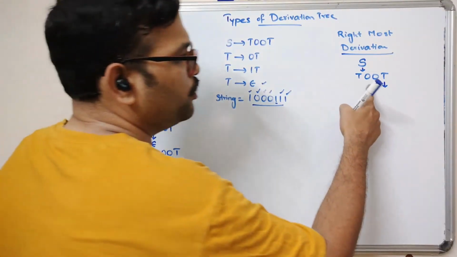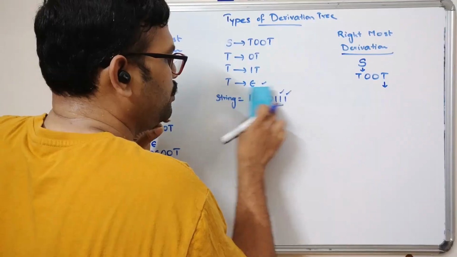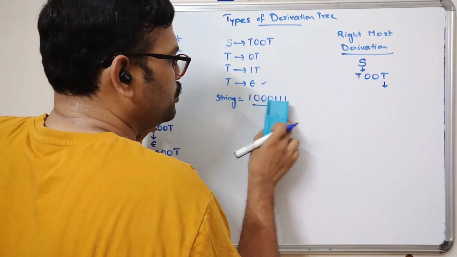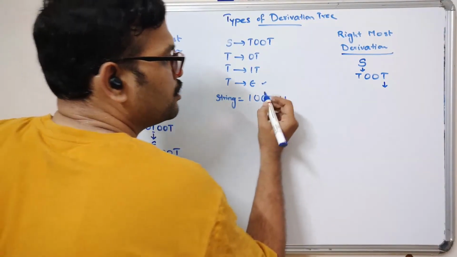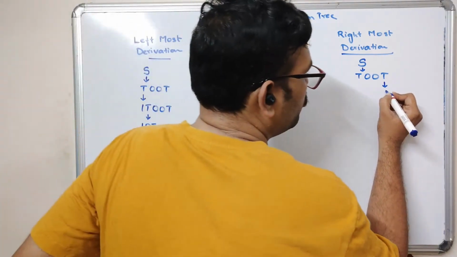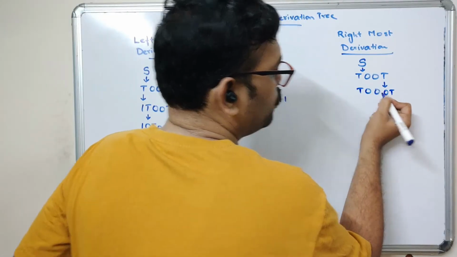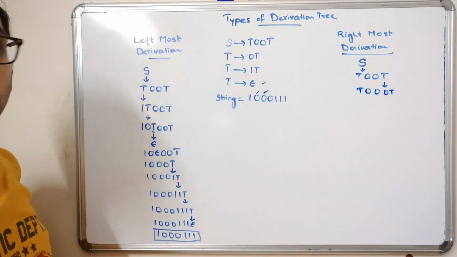So you can simply use T 0 0. In the string you can observe here there is a 0 0, so we need to get one more 0. So simply you can go with a 0 T. So T 0 0 0 T.